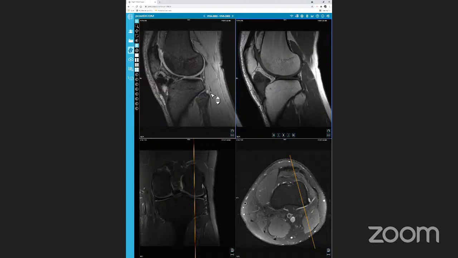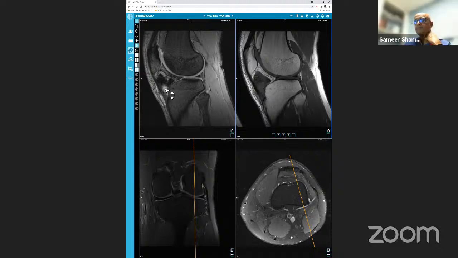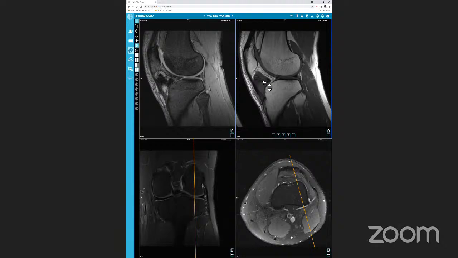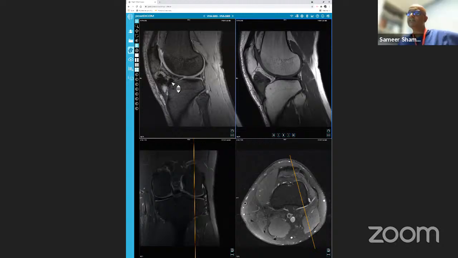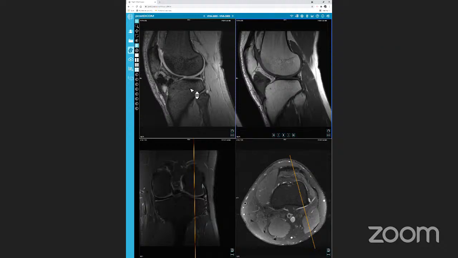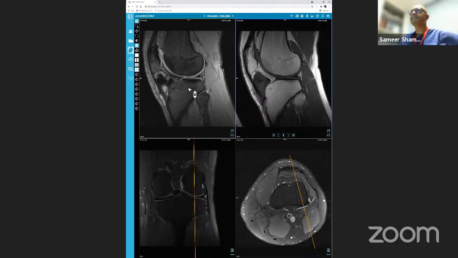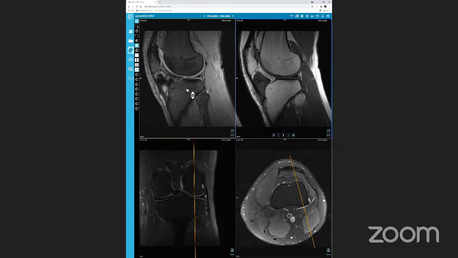Hoffa's fat pad. It's predominantly hypo-intense on T1, yes. But there's some high signal on the fat sat, but there's signal dropout centrally as well. Is it just a signal dropout or is it any type of artifact that you're seeing on this? So there's blooming artifact. Correct. Very good. So what does that signify? So that signifies blood products.